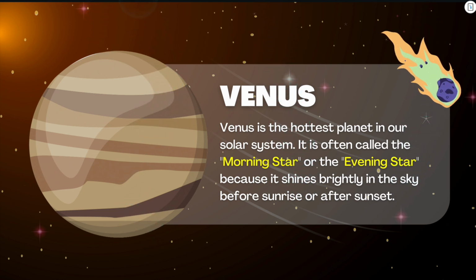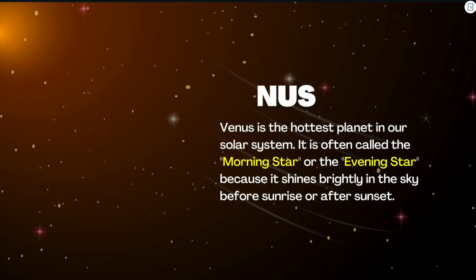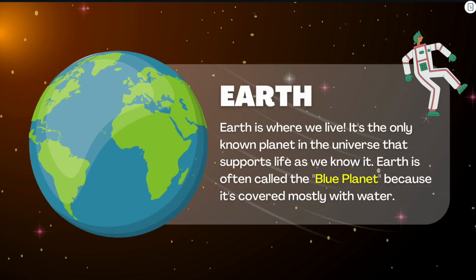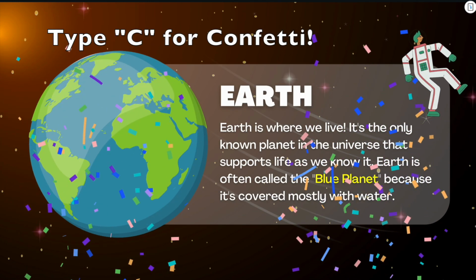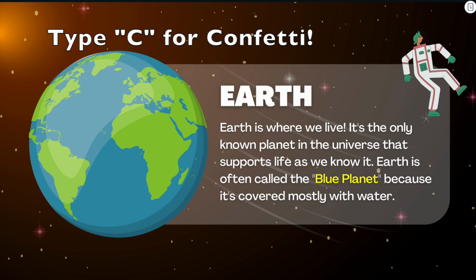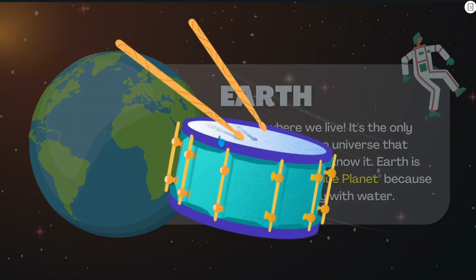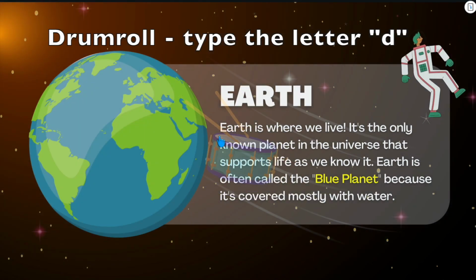One of the cool features is confetti. So if you're like, we live on Earth, I click on confetti. If someone got a question right or something. Drum roll is just hitting the letter D.